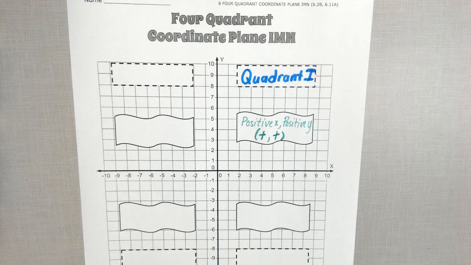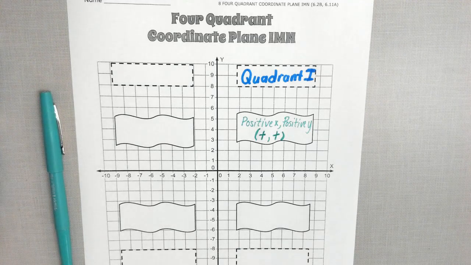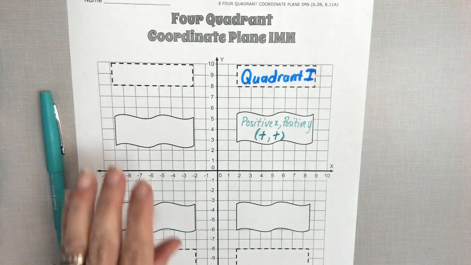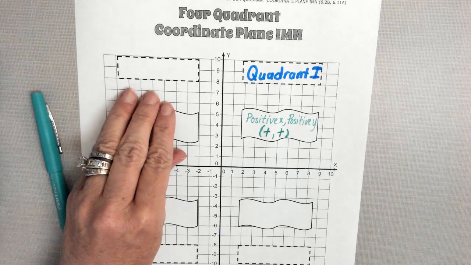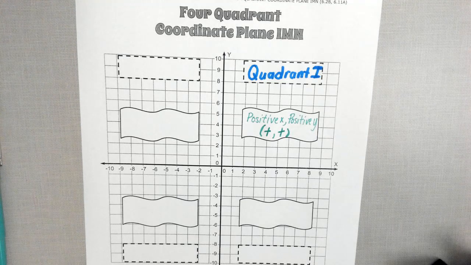All right. So next year, because you'll be introduced to negative numbers, you're going to learn about the other 3 quadrants. Now these quadrants go in reverse order, or counterclockwise direction. So the next quadrant that we're going to talk about is this one right here. So I'm going to start by labeling it quadrant 2.